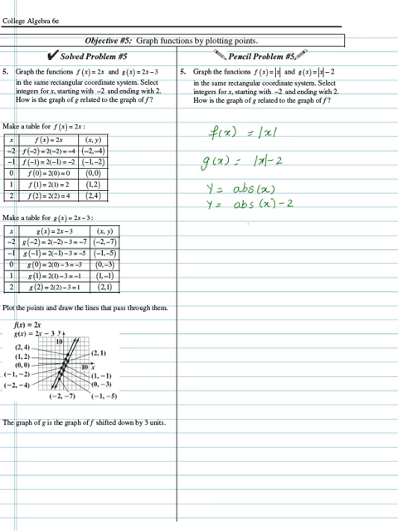When you graph these two in your calculators, you're going to see a graph that gives you a V. This is for the absolute value of x, and this would be the absolute value of x minus 2. So the question is, how is the second graph, g, related to the first graph? The graph g of x is simply the graph of f of x shifted 2 units down.